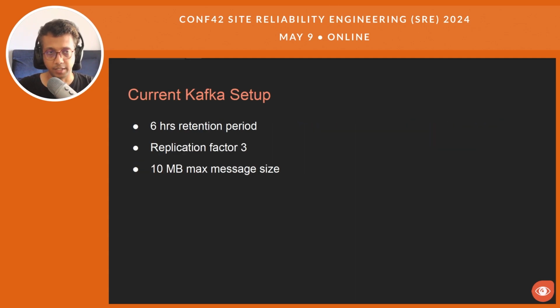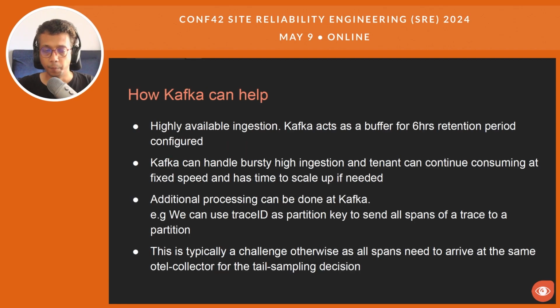So this is our current Kafka setup. We have a 6 hour retention period, a replication factor of 3, and a 10 MB max message size, right? We have configured it to be highly available, with a replication factor of 3. So Kafka acts as a buffer for 6 hours. It has much higher availability. It can handle bursty traffic. The tenant can continue consuming at their rate and have some time to scale up as they need, while Kafka acts as the single line of defense against a very high spike in load. These are the two main key factors.